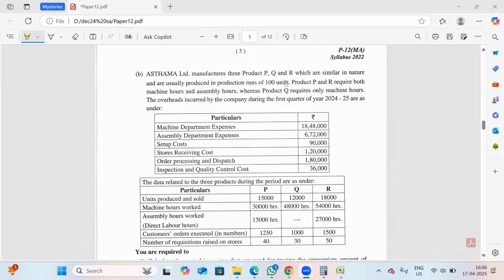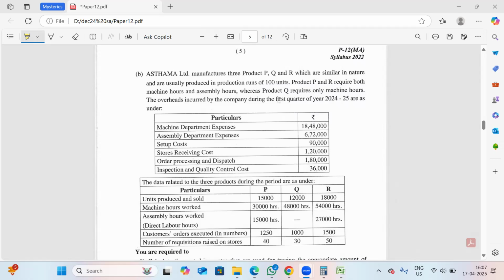So, in continuation to the December 2024 question paper analysis, we are going to see question number 2B. Astama Limited manufactures three products P, Q, and R, which are similar in nature and are usually produced in production runs of 100 units. Products P and R require both machine hours and assembly hours, whereas Q requires only machine hours. We have to note which product requires what.